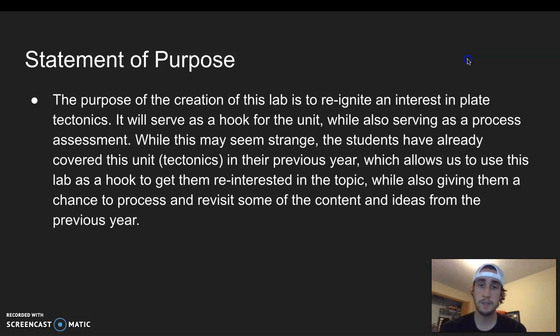The purpose of the creation of this lab is to reignite an interest in plate tectonics. It will serve as the hook for this unit while also serving as a process assessment. While this may seem strange, the students have already covered this unit, tectonics, in their previous year, which allows them to use the lab as a hook to get them reinterested in the topic while also giving them an opportunity or chance to process and revisit some of the content and ideas from the previous year. So really it is a nice chance to have a bridge between stuff that they already know and stuff they've already learned and stuff that they're going to expand on while also just getting them excited about this again.